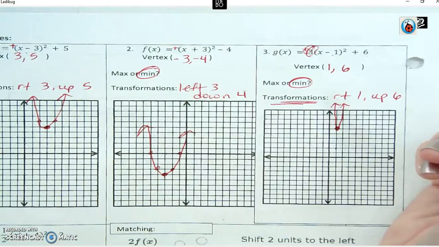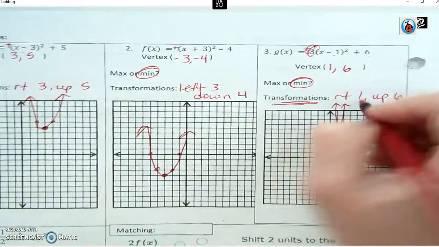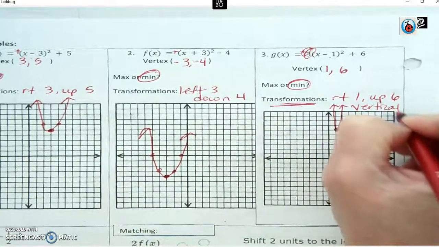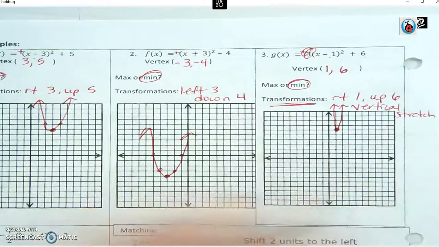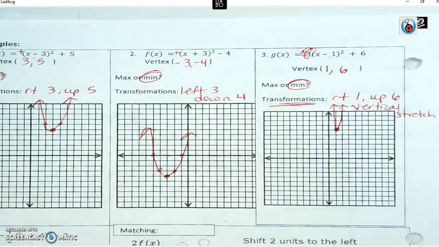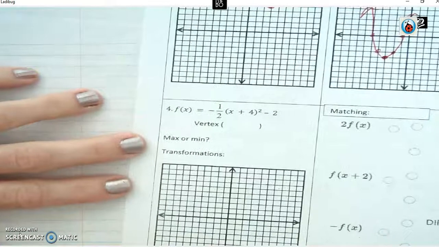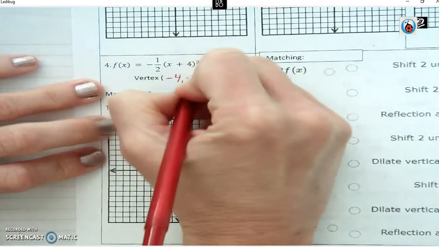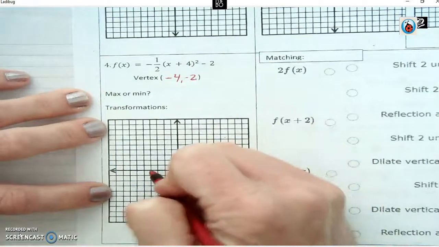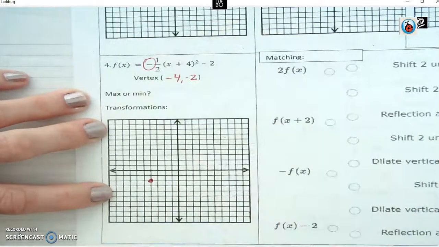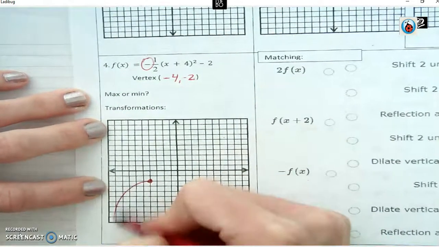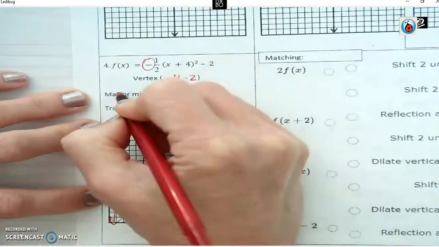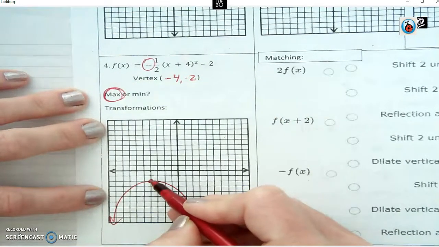If it's bigger than 1, it is a stretch. And it's always going to be a vertical. You don't do horizontal stretches until math 3. All right, so it's a vertical stretch. All right, and then we have number 4. The vertex would be -4, -2. This one has a negative, so it opens down. So that would make this point a maximum because it's at the top.